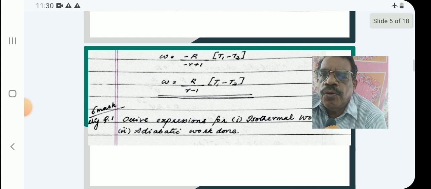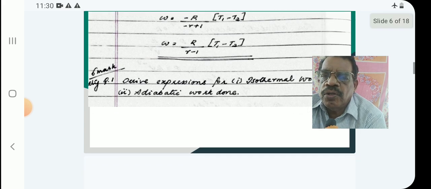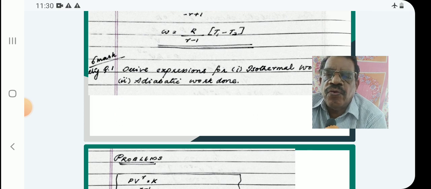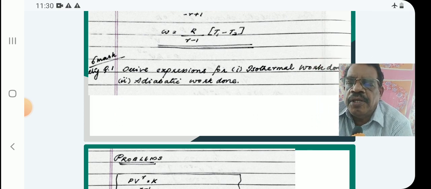W is equal to minus R by minus gamma plus 1, minus sign also taken out from the bracket. That is minus R by minus gamma plus 1 into T1 minus T2. Minus sign will cancel. W is equal to R by gamma minus 1 into T1 minus T2. That is the expression for adiabatic work. So the question is derive expression for isothermal work done and adiabatic work done.